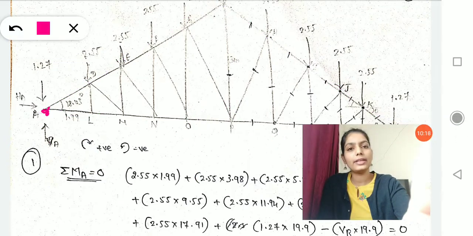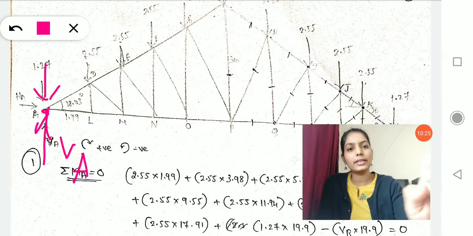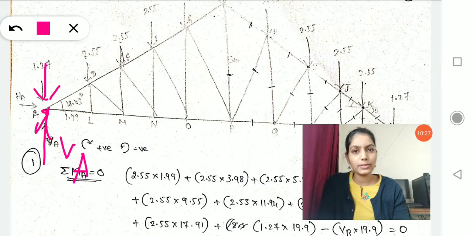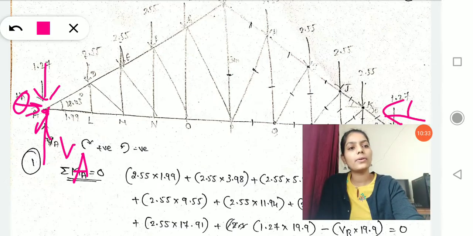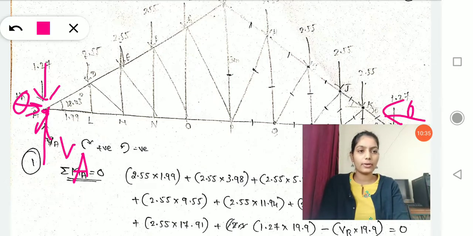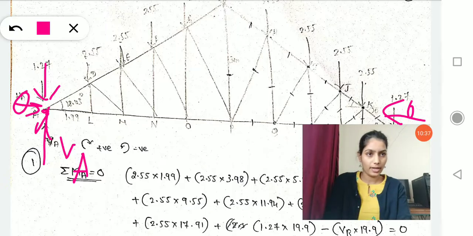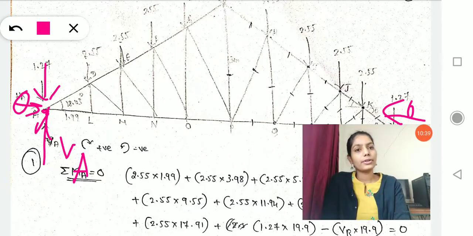come to this joint A. We have already calculated VA. We know the external force acting upon it, that is 1.27. Horizontal force is 0 because there are no horizontal reactions, as lateral forces are not acting on our truss. Whatever forces come in the lateral direction are wind forces, and we have taken wind force calculations separately. We will analyze it separately.